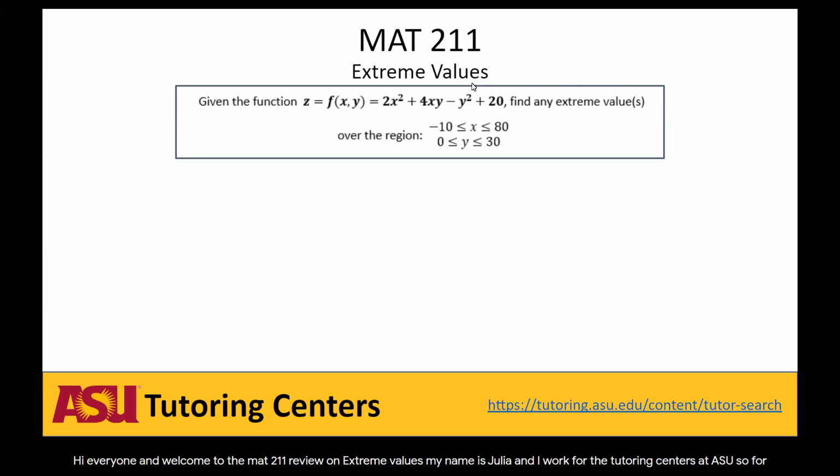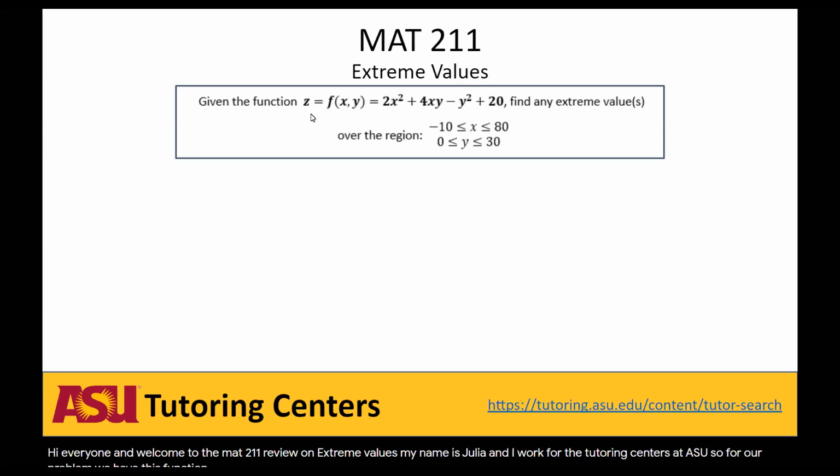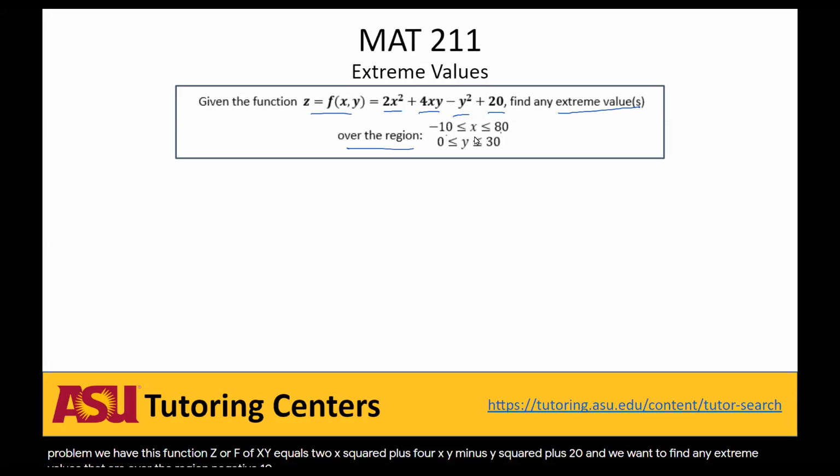So for our problem, we have this function z, or f of xy, equals 2x squared plus 4xy minus y squared plus 20. And we want to find any extreme values over the region -10 to 80 for our x, and 0 to 30 for our y.